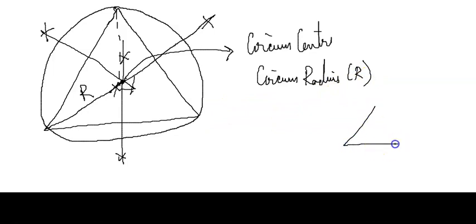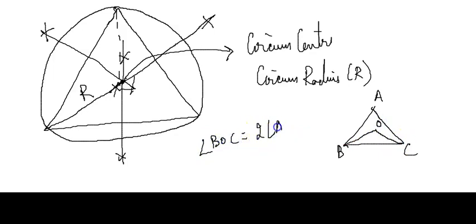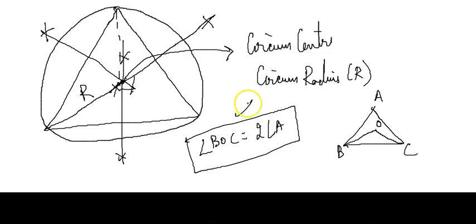So if this is a triangle ABC and O is the circumcenter of this triangle, then angle BOC will be equal to 2 times angle A. This is the degree measure theorem. We will discuss this in the circles topic once again, but keep this in mind: angle BOC will be equal to 2 times angle A in case of circumcenter. In case of incenter, it will be 90 plus A by 2.